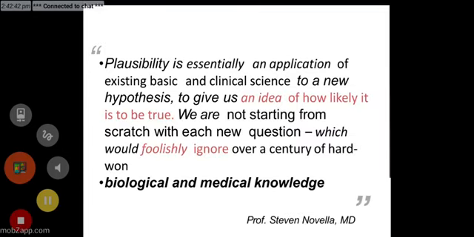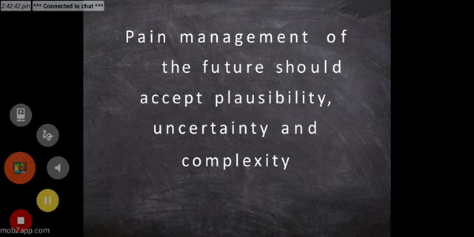Now, plausibility is essential in the application of existing basic and clinical science to a new hypothesis, to give us an idea of how likely it is to be true. We are not starting from scratch with each new question, which would foolishly ignore over a century of hard-won biological and medical knowledge. So, you have to understand that there are important aspects of pain. Pain management of the future should accept plausibility, uncertainty, and complexity. If you do not understand this, you are not going to have an effect on pain.